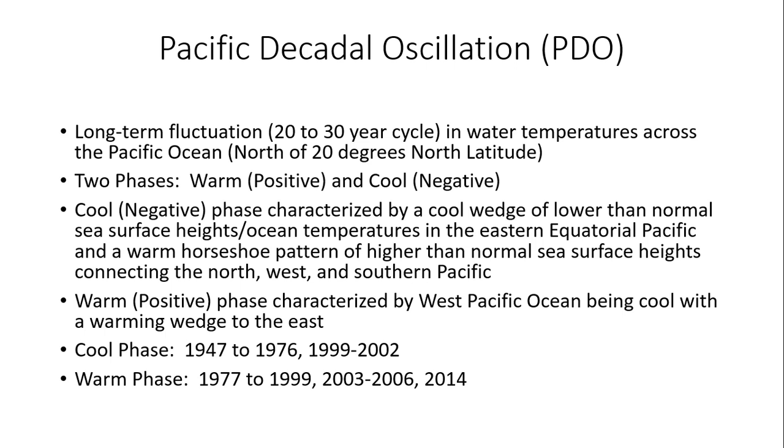Now, I want you to notice, again, we talk about it being a long-term fluctuation on the order of 20 to 30 years. You notice we had a cooler PDO phase predominant from the years 1947 to 1976. So that covers just about that 30-year period. And then that warm phase just picked up where the cool phase left off, from 1977 to 1999.